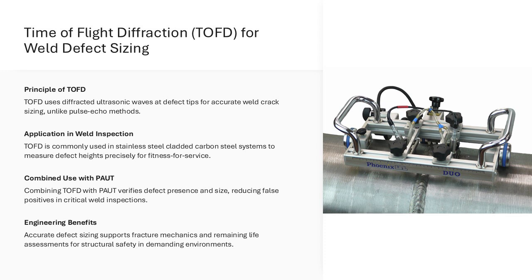In stainless steel cladded carbon steel systems, TOFD is commonly used to inspect weld overlays and structural welds where accurate defect height measurement is critical for fitness for service assessments. When used in combination with PUT, TOFD provides independent verification of defect presence and size, reducing the likelihood of false calls. While TOFD alone may be less sensitive to very shallow defects or disbonding at the interface, its strength lies in precise sizing of planar flaws.